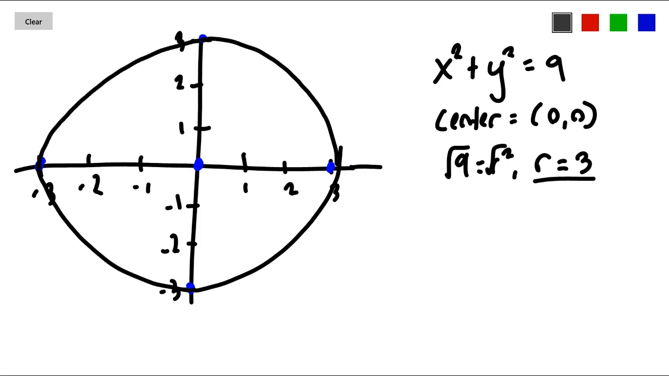Now I understand mine doesn't look quite like a circle. I'm not an artist or anything, but this is the idea. You want to find your center point, extend out however much the radius is in each cardinal direction, and then just connect the dots. So let me go through a few more examples of that.